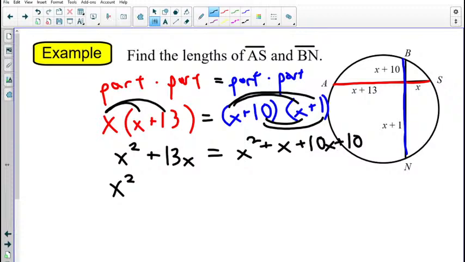Now I can combine some like terms here, so I'm going to do that very quickly. The main thing I'm going to do is I have an x here, a 1x here, and a 10x here. So I'm going to combine those together to be 11x. So this 1x and this 10x become 11x plus 10.